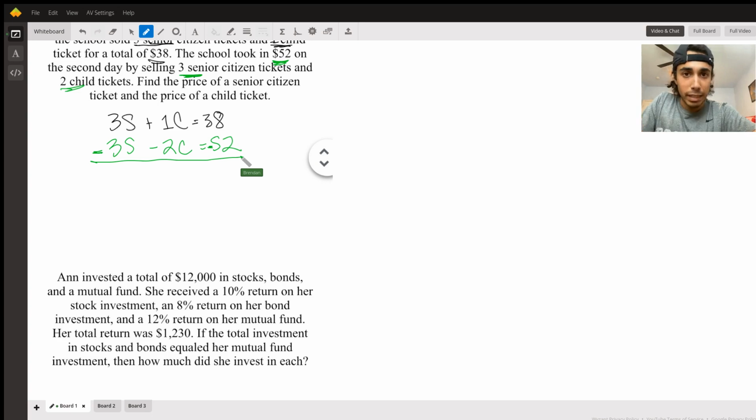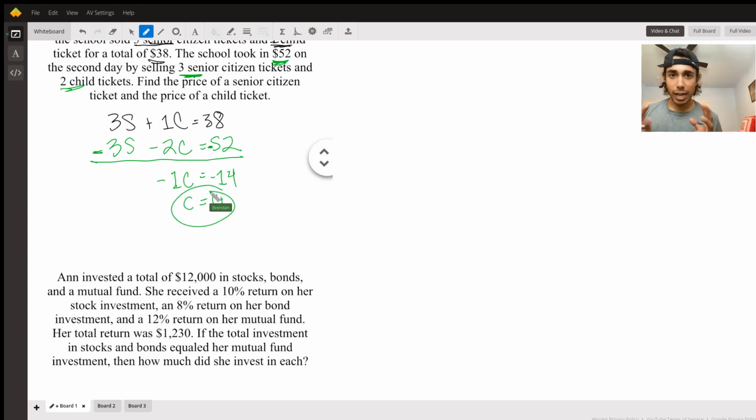All right, so 3s minus 3s is 0. C minus 2c is -1c. 38 minus 52 is -14. Divide by -1, and there you go. Price of a child ticket. All right, and then we're going to plug that back in. I'm going to plug it back into the top one.